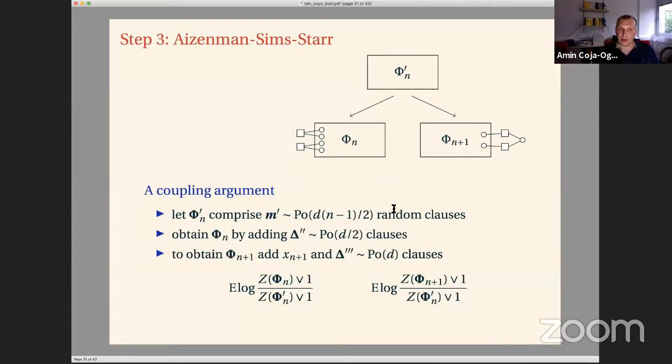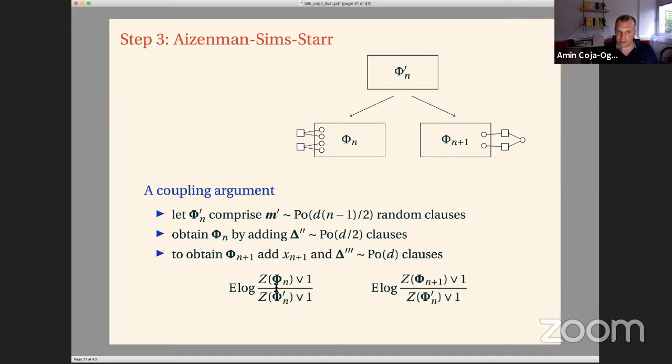So that's going to be our coupling. On the one side, we add a bounded number of random clauses, and on the other side, we add one variable and again, a small number of random clauses. And so we are going to meticulously calculate the change in partition function upon going along this arrow and upon going along that arrow. And then we will take the difference.